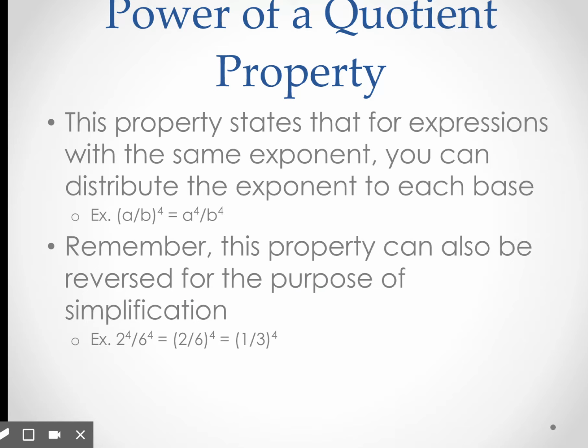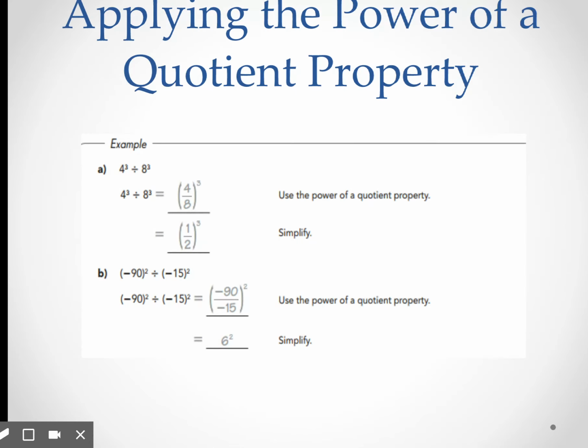Just as with the power of a product property, the power of a quotient property can also be used in reverse to help simplify. So if we have 2 to the fourth divided by 6 to the fourth, we can split that up into (2/6) to the fourth power and then simplify our fraction to (1/3) to the fourth power. So let's practice applying the power of a quotient property.